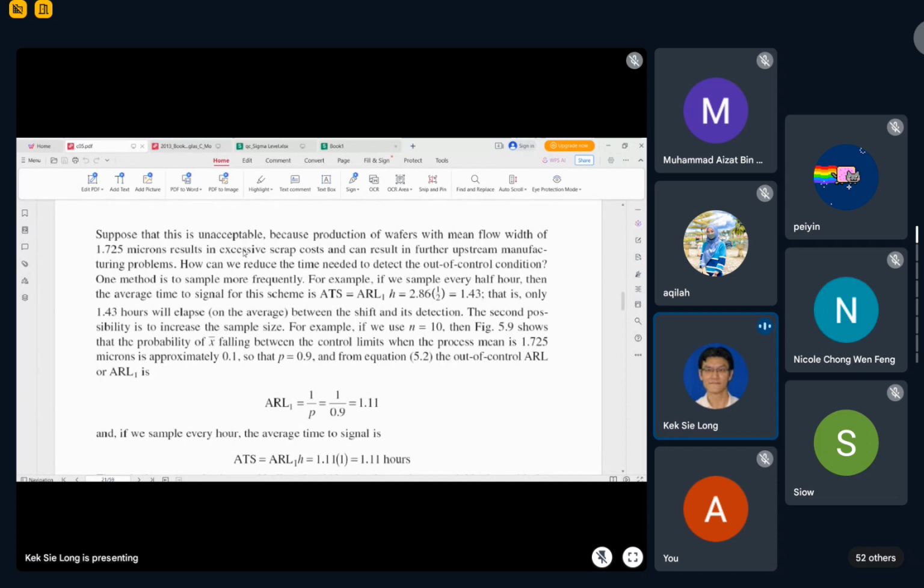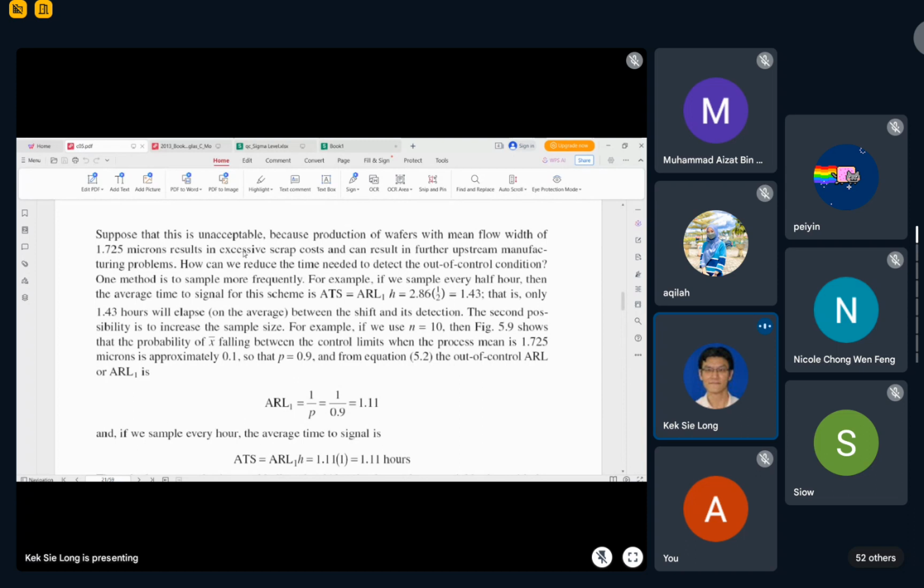Suppose that this is unacceptable, because production of wafers with mean flow width of 1.725 micron results in excessive scrap cost and can result in further upstream manufacturing problems. How can we reduce the time needed to detect the out of control condition? Okay, this is to detect the out of control condition and then reduce the time.